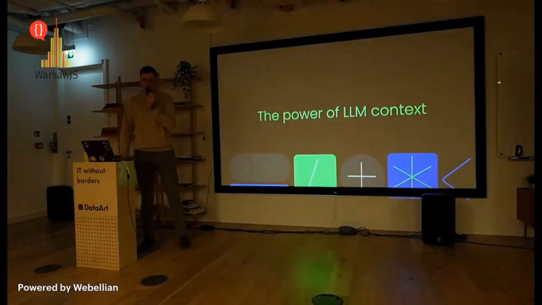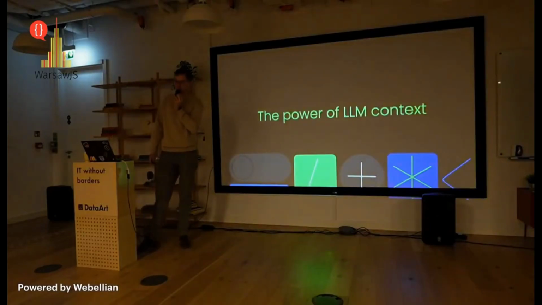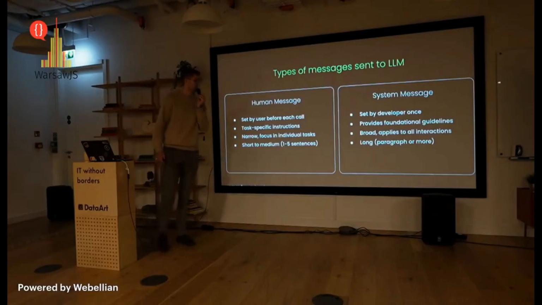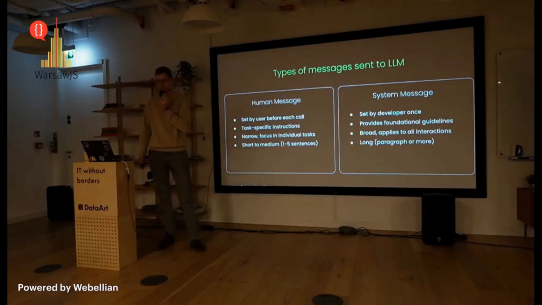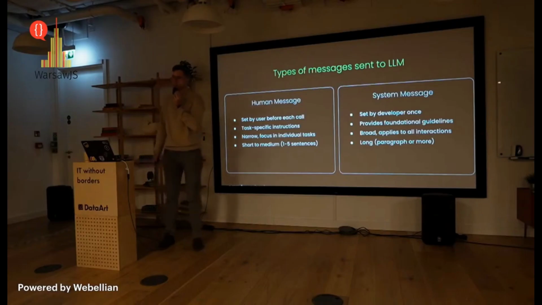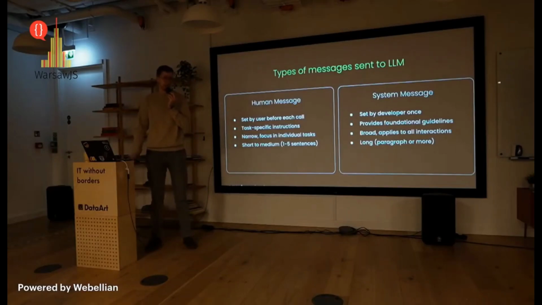So first things first, the most important thing is the context which you provide to the LLM. And as you might already know, there are two types of messages, human message and system message. So the human message is provided by the user, what I just typed on the website. And it's usually very short and task specific. And the system message on the other side is long, and it provides all foundational guidelines for AI to build the app.